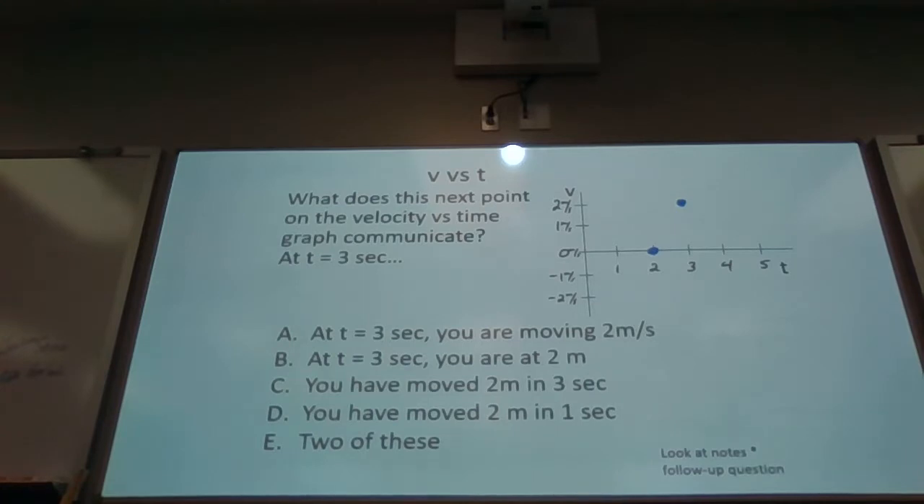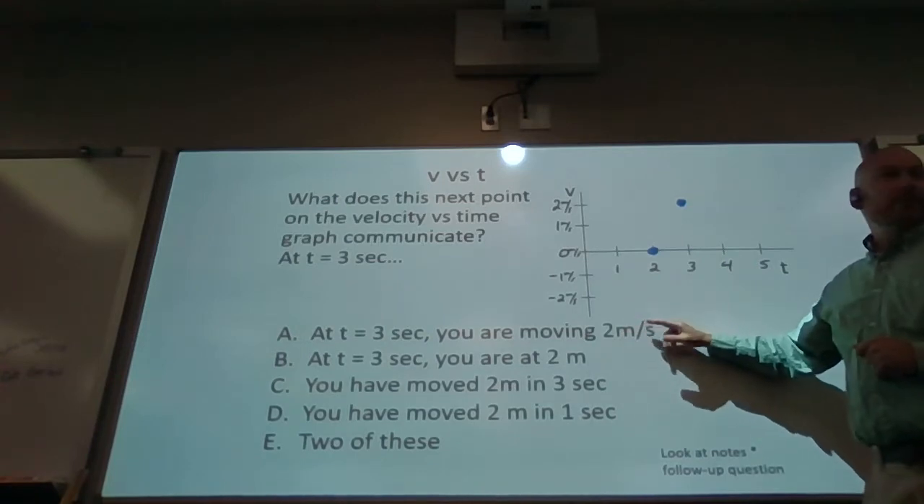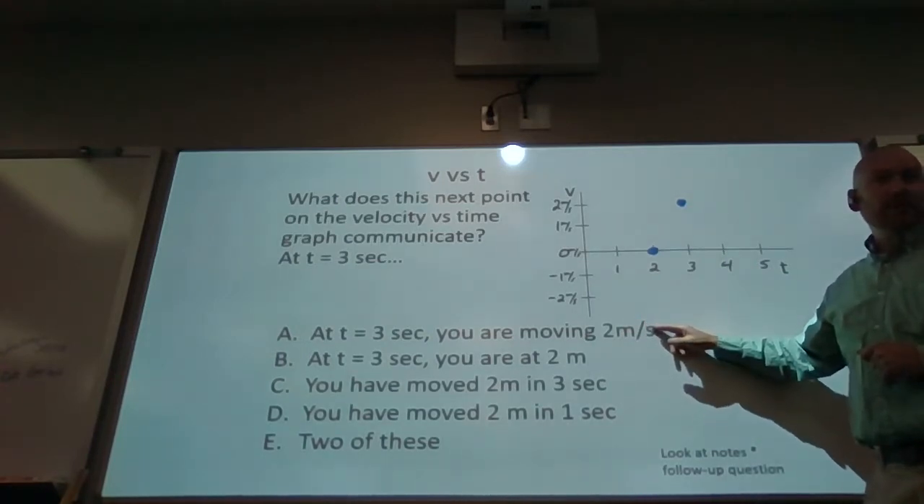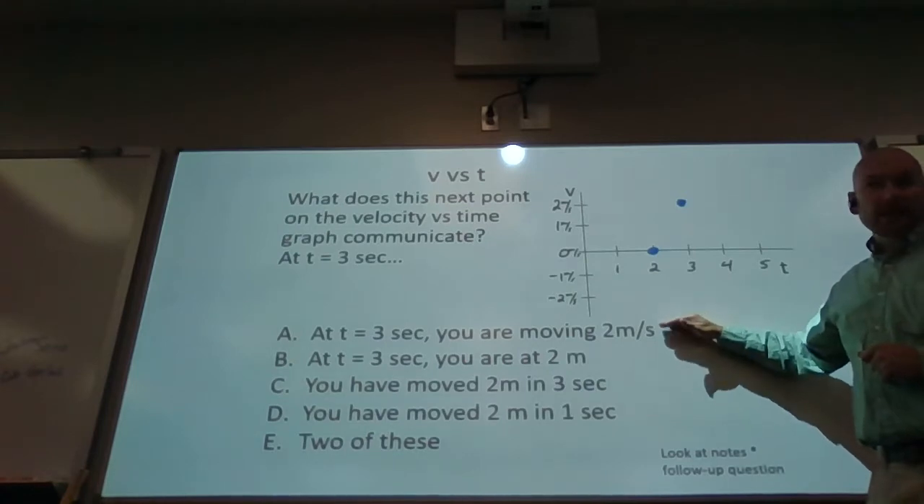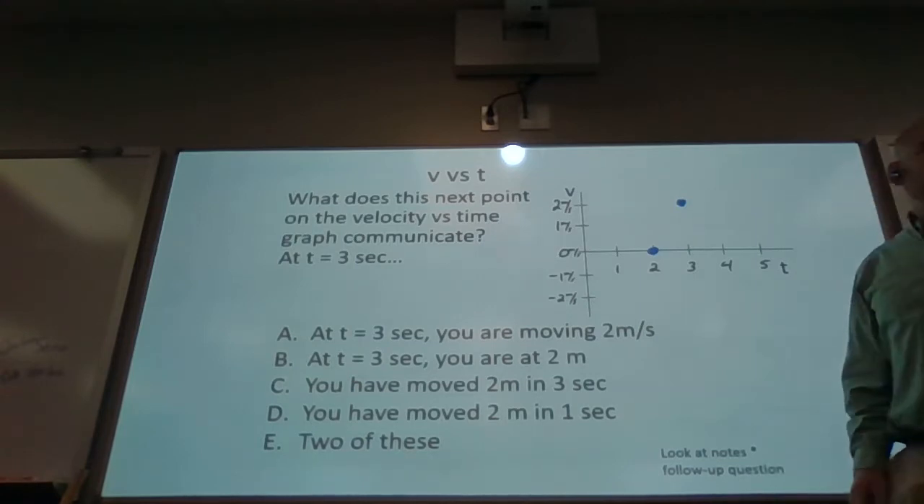Thumbs up when you have a guess. Okay, this problem proves to be taxing. So rather than having you guys talk amongst yourselves and confusing yourselves more, I'm just going to tell you. At 3 seconds, at this clock reading, you're moving 2 meters a second. A is true, and only A is true. The rest of the stuff, you can't conclude that.